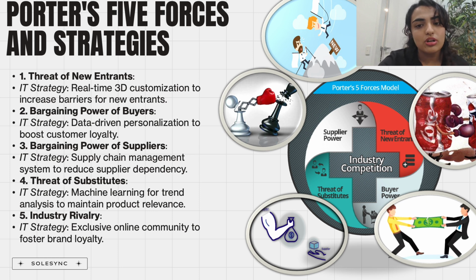Fourth, I'm going to talk about how to counter the threat of substitutes. So machine learning allows us to adapt designs based on current trends, keeping our product lineup relevant and appealing. Lastly, with industry rivalry, we can foster a community in our platform where customers can share the designs, building loyalty and differentiating our brand from traditional shoe retailers.